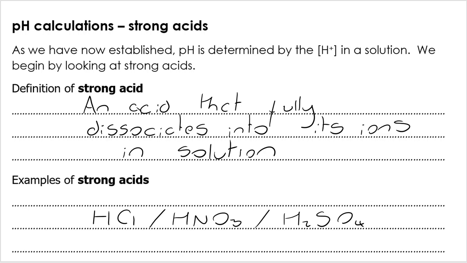So let's think about what that definition actually means. Every HCl will break down into H plus and Cl minus. HNO3 will break down into H plus and NO3 minus. H2SO4 will break down into 2H plus and SO4 2 minus. So we're talking about full dissociation of all of them for strong acids.